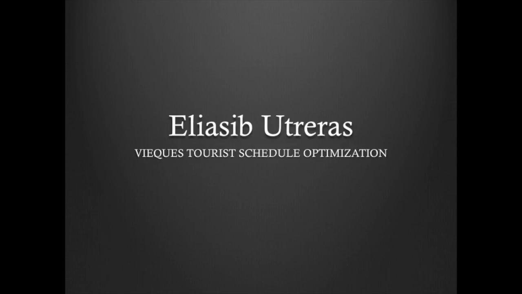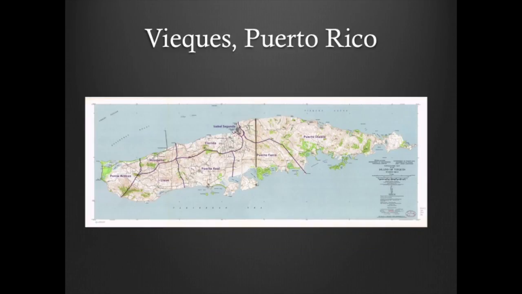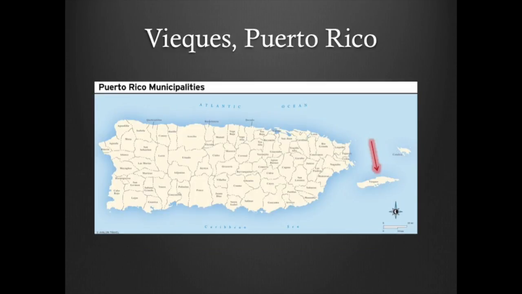I am Eliasib Utreras and I am presenting Vieques Touristic Schedule Optimization. I am from Puerto Rico, an island from the Caribbean. Exactly, I am from Vieques, a small island in the southeast of Puerto Rico.